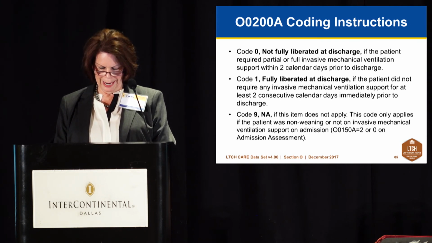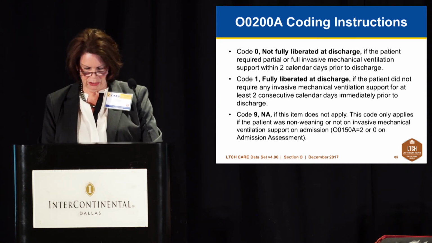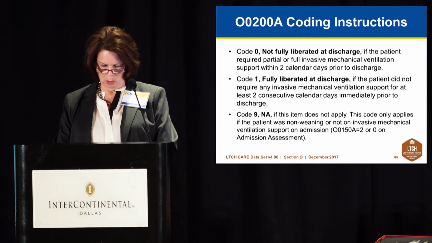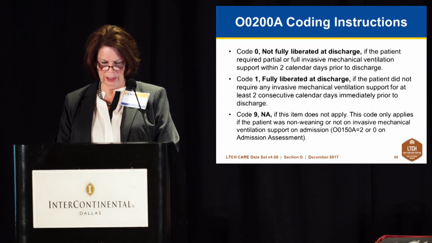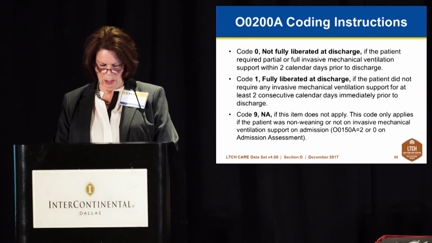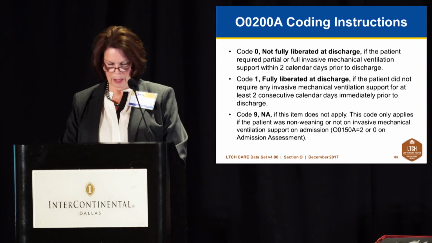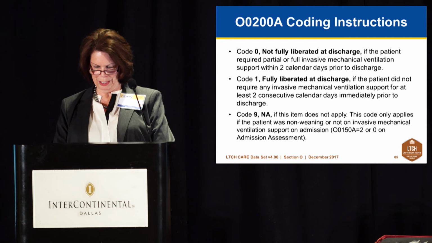You will code 9 NA if this item does not apply. So this code only applies, NA, if the patient was non-weaning or not on invasive mechanical ventilation support on admission. So this means going back to the admission process measure data elements, 0015A equals 2, yes, non-weaning, or 0, not on mechanical ventilation upon admission to the LTCH. You can see how this data element corresponds to the first data element of the admission assessment.